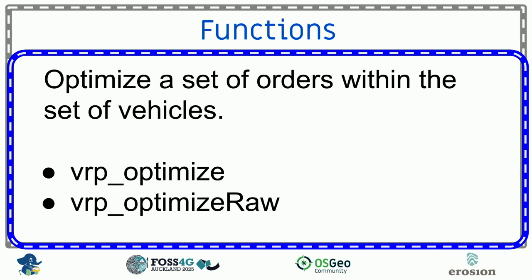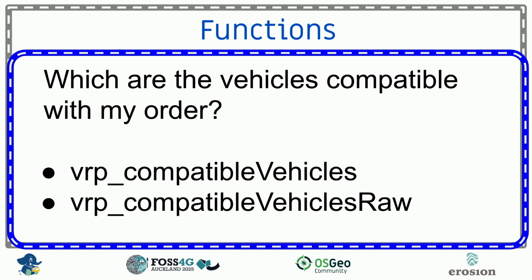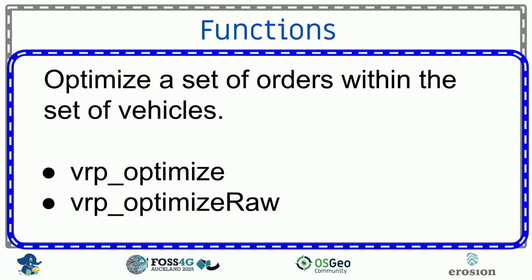So again, each of our functions will answer a question. In the previous one, compatible vehicles is: I have an order, into which vehicles can it fit if the vehicle is empty, basically. The optimize function is: I have this bunch of orders, put them in, do not add one customer at a time, it's all of them in one go, and it will do the optimization.